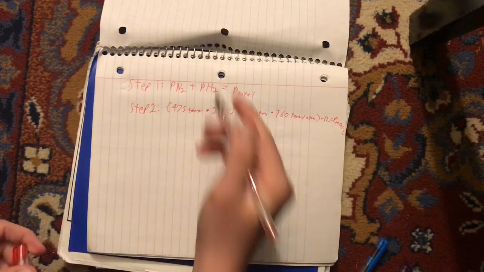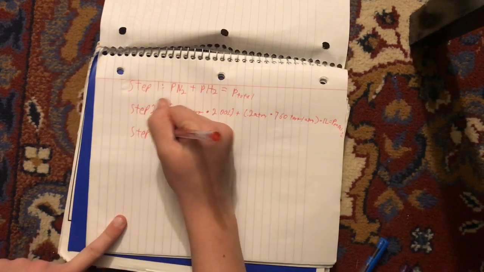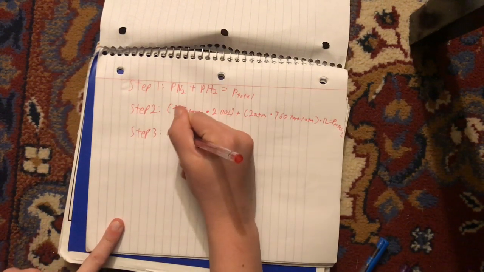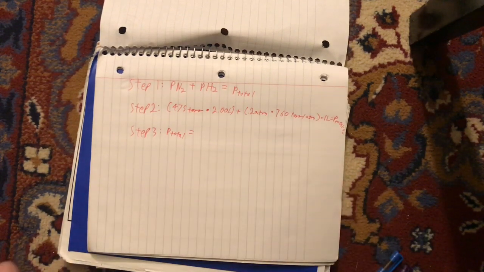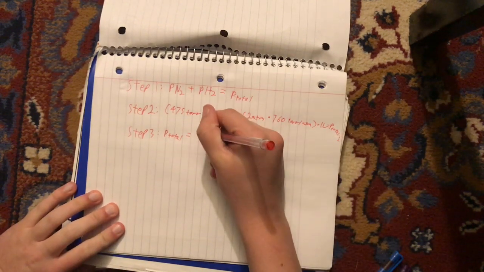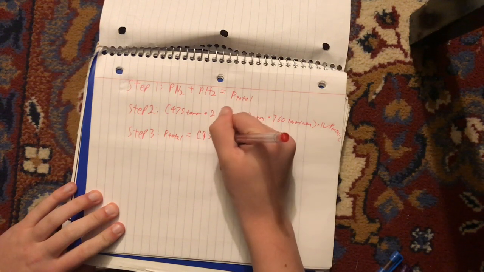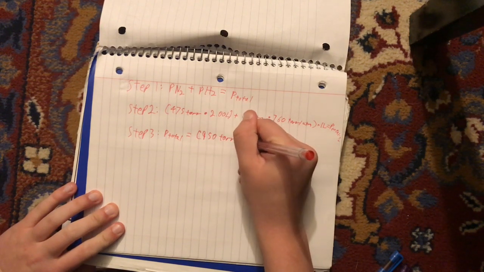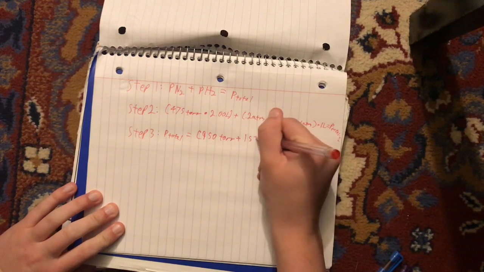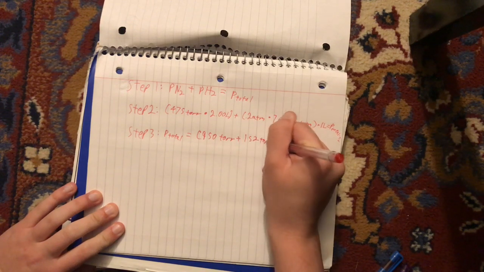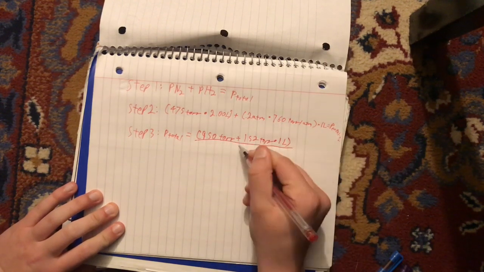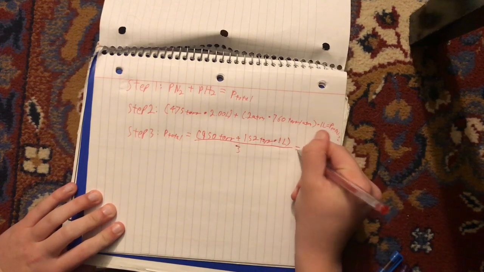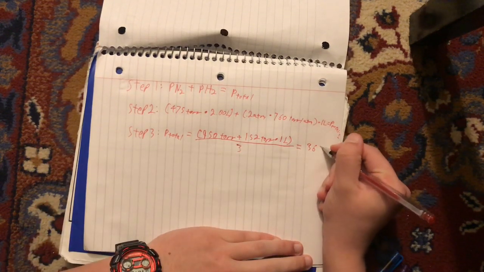Alright, so step 3 is to solve the equation, or can start solving the equation. So we start by multiplying 475 by 2 and 0.2 by 760, and we get 950 torr plus 152 torr times 1 liter all over 3, which equals 367 torr.